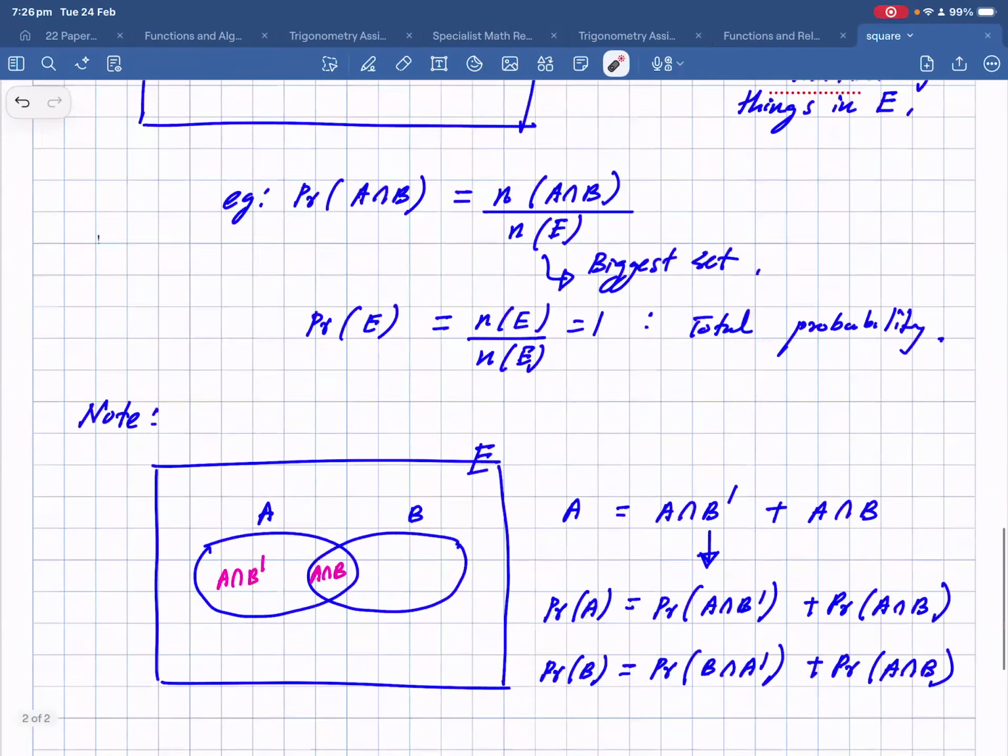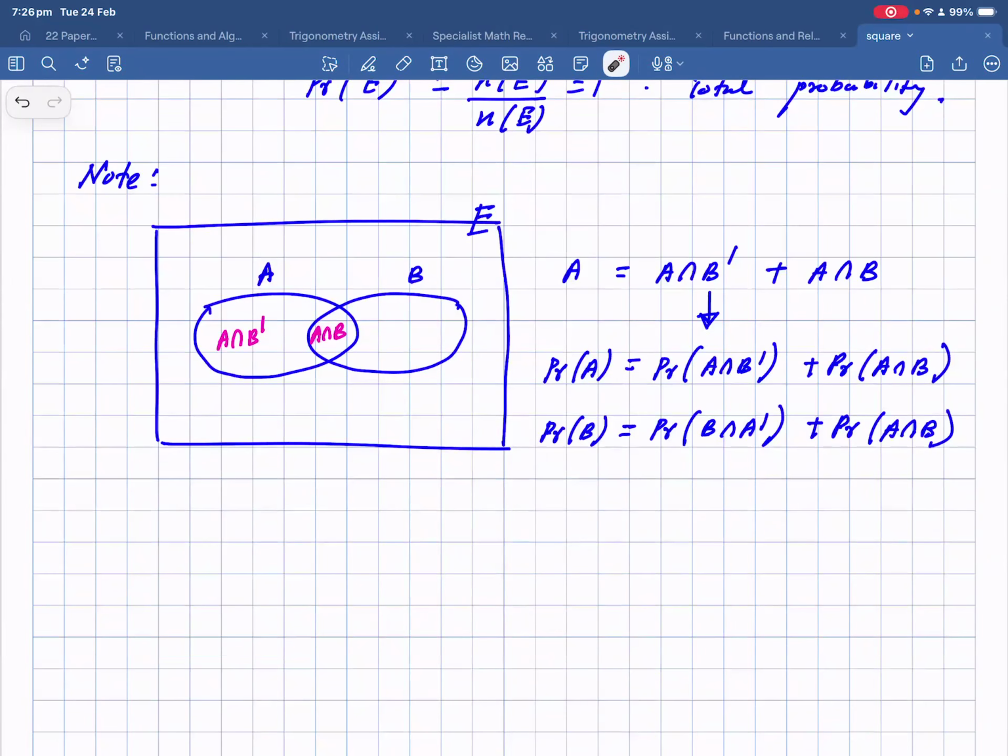Venn diagram. Next week in the class, I'm going to discuss tree diagrams and independent events, right? Dependent events, independent events, mutual exclusiveness. Those three I'm going to discuss next time. Okay.